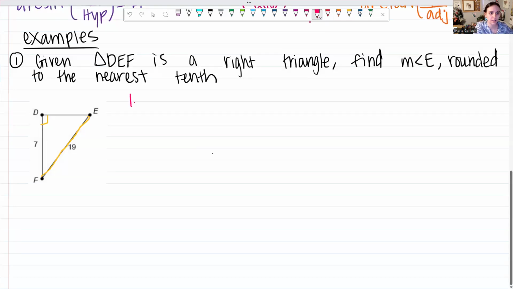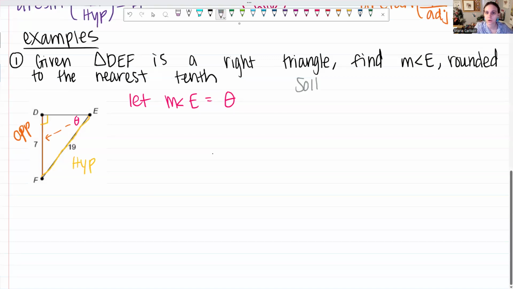So I'm going to let that measure of angle E be theta that we're interested in. Here is my theta. And we already know that 19 is the hypotenuse. So the other side that we are given is this side that is 7. And the side that's 7, that is directly opposite that angle theta. So this is the opposite. And we also have the hypotenuse.